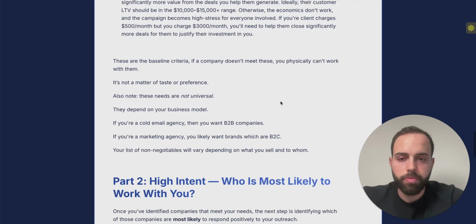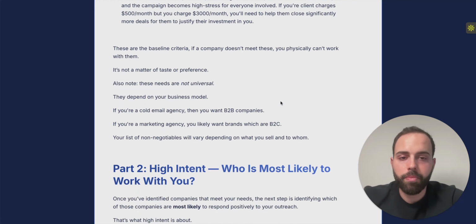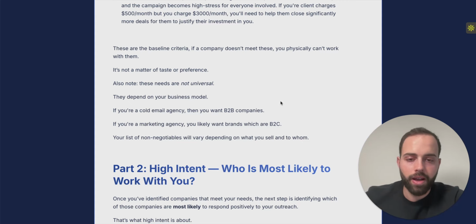Now, these are just baseline criteria. If a company doesn't meet these, you physically can't work with them. It's not a matter of taste or preference. But also note, these are not universal, so they depend on your business model. If you're a cold email agency, then for example, you want B2B companies, whereas if you're a marketing agency, you likely want to work with brands that are B2C. So whatever business model you're running, you need to find your non-negotiables, that if a company does not meet that specific set of criteria, you physically cannot work with them. These are your list of non-negotiables, and they are going to vary depending on what you sell and to whom.